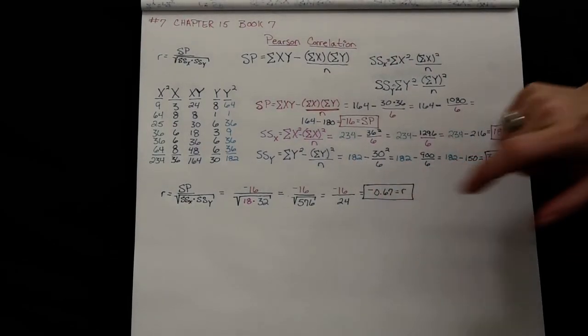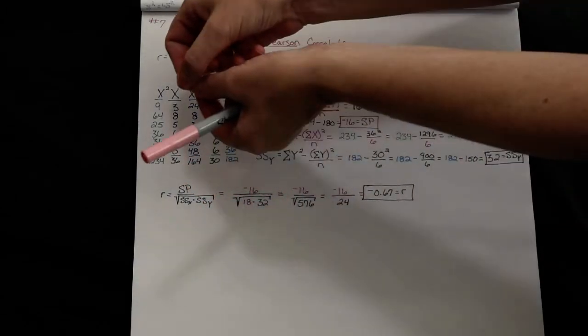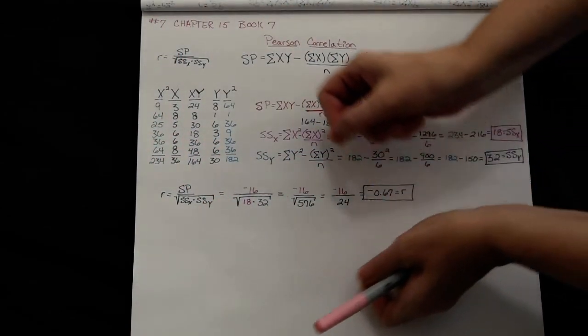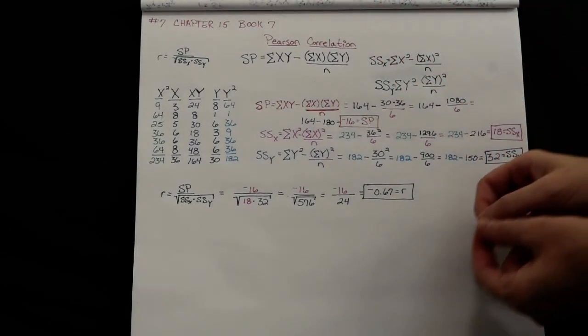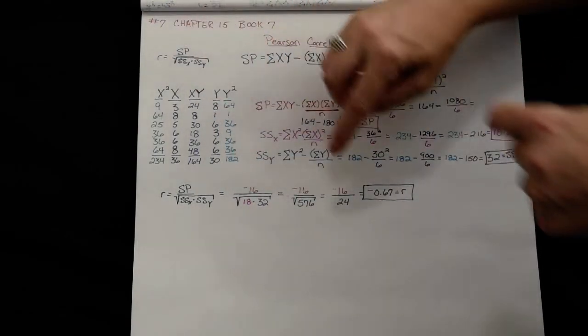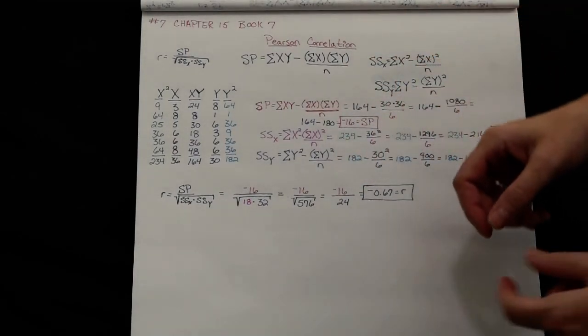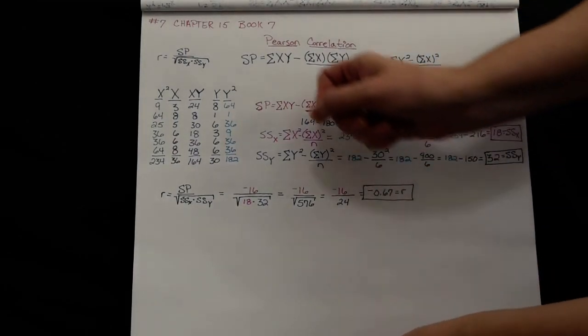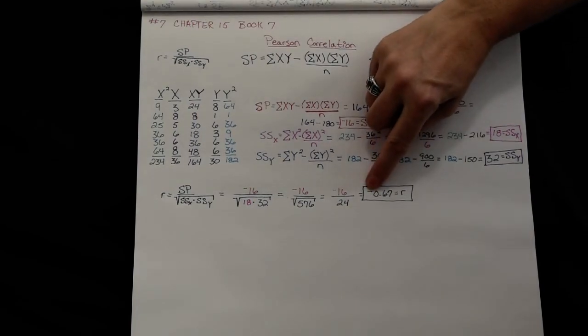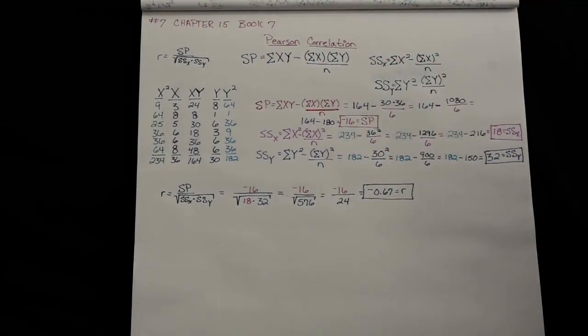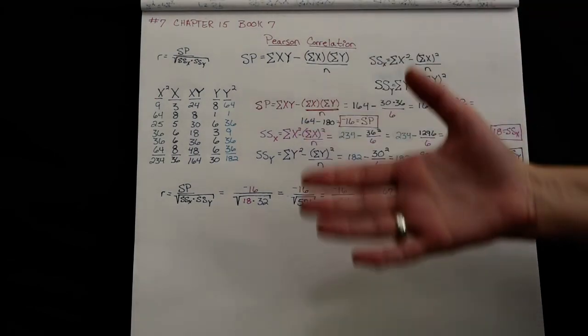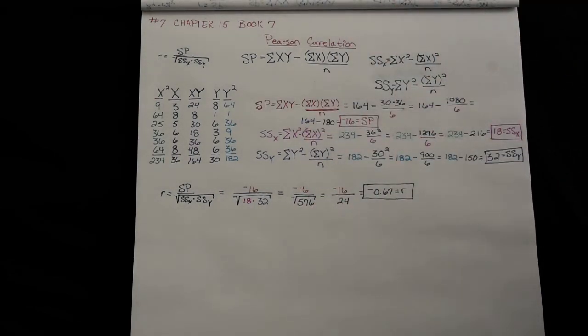The negative tells you whether it's a positive correlation or a negative correlation. If it's a positive correlation, you'll have a positive number here. If it's a negative correlation, you have a negative number here. The number here tells you how good that correlation actually is, whether it's 100% correlation or 60% correlation.